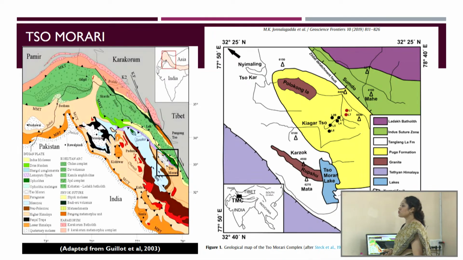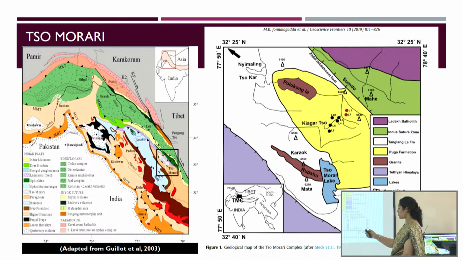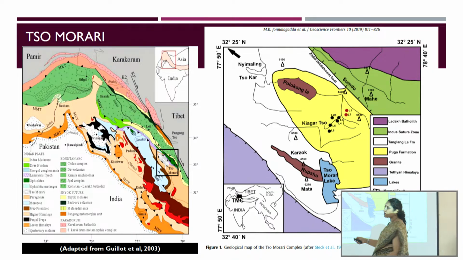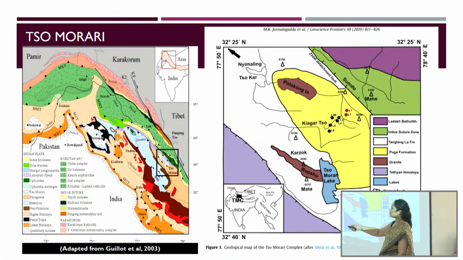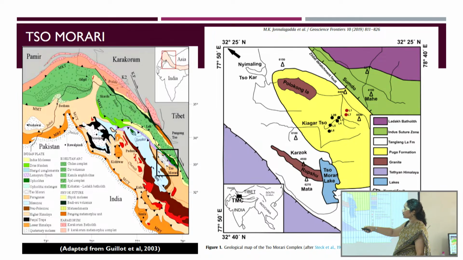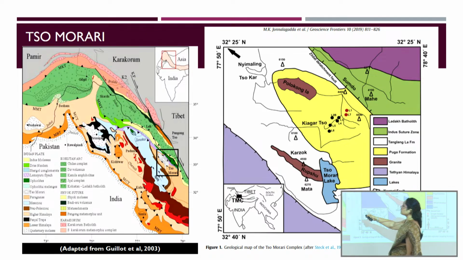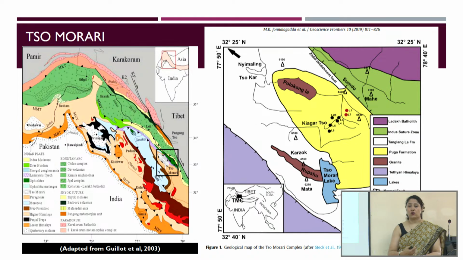Okay. Coming to Tso Morari, we have looked at this map earlier. If you see, Tso Morari is a very small body, 100 kilometers by 50 kilometers. It's a crystalline complex which sits right below the suture zone. This purple band is the suture zone, and you have the ophiolites, the Nidar ophiolites, which are sitting on top. What is very interesting about Tso Morari is that it's now established that it was primarily the leading edge of the Indian continental plate, which got subducted and then got exhumed back.